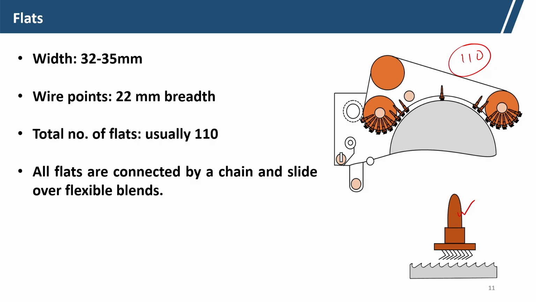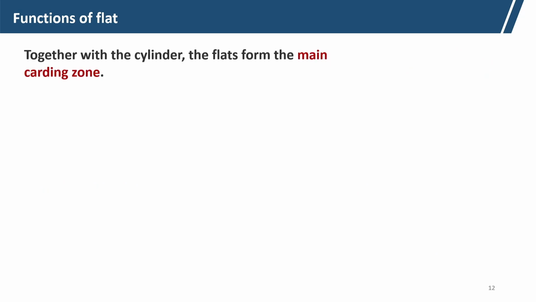And why is it a chain? We need a flexible system so that it follows the curvature of the cylinder. All flats are connected by chains and slide over a flexible bend. Together with the cylinder, the flat forms the main carding zone. So, this is the cylinder and flat, and this total zone is called the carding zone.